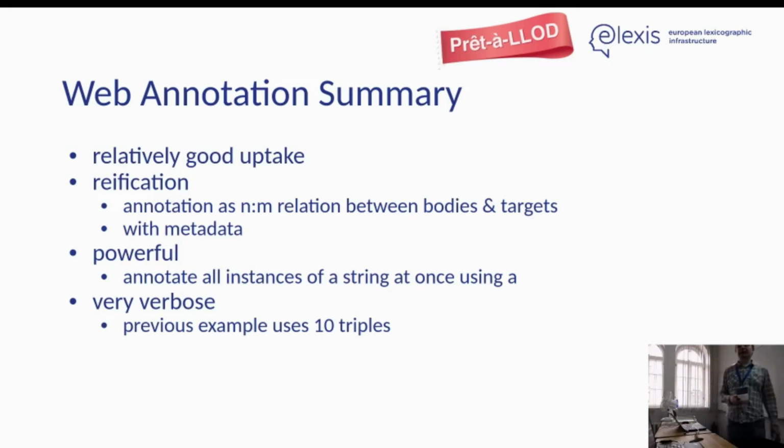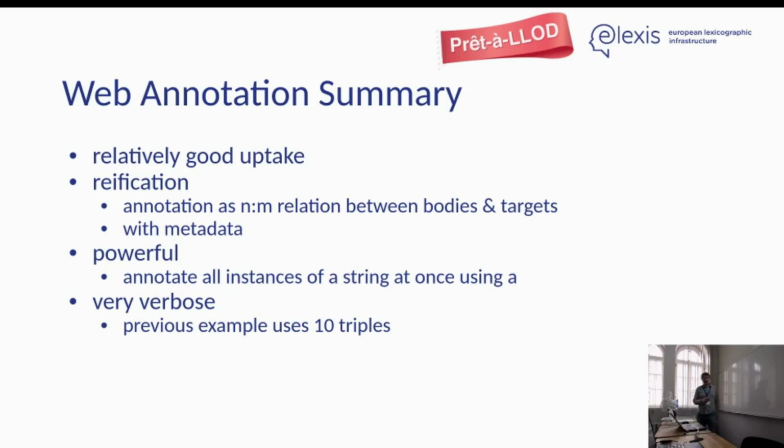So the web annotation is actually quite widely used, particularly in a few areas like biomedicine. It's a very nice reified way of representing relationships. So we can do many-to-many relationships between our document and our annotations, which is nice. We can add all kinds of metadata, far more metadata than we could ever fit into our XML tags. So we have a lot more power than annotation with XML. We can do all of the instances of a string at once using a text quote selector.